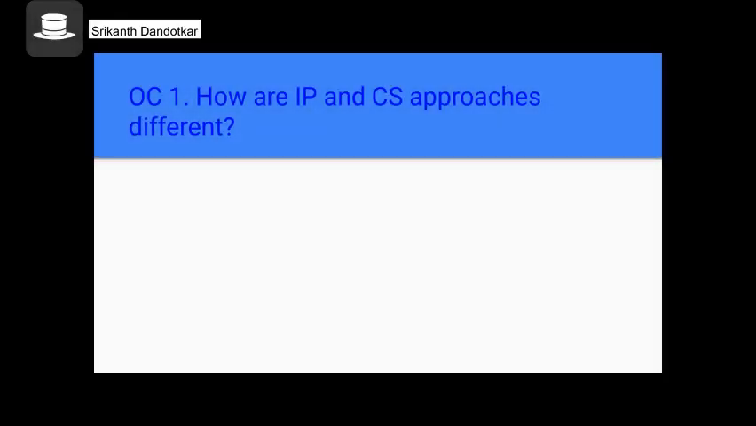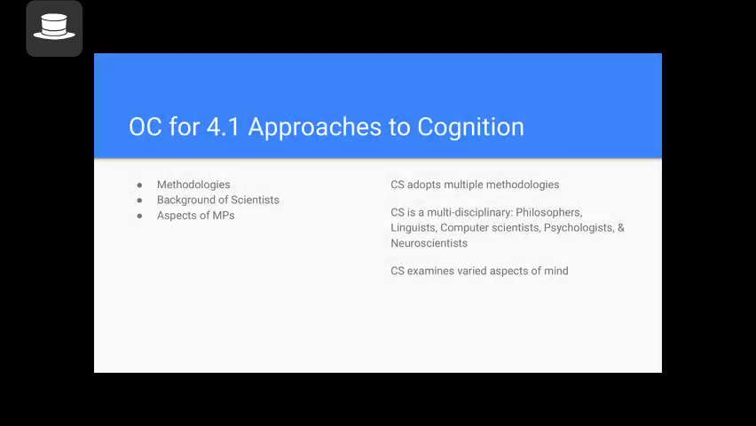Okay, coming to the first objective, we can talk about how the information processing approach and cognitive science approach are different or similar. Now, they are different in these three ways. Number one, information processing approach utilizes a very limited number of methodologies, usually accuracy and reaction time, whereas cognitive science approach adapts multiple methodologies. And we'll talk about what these are in the next video, actually in the same video, I'm sorry.